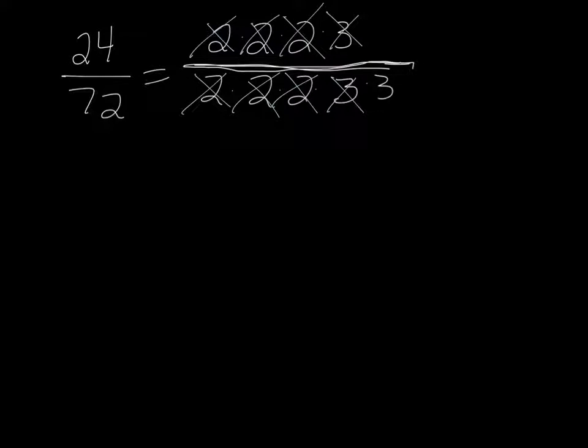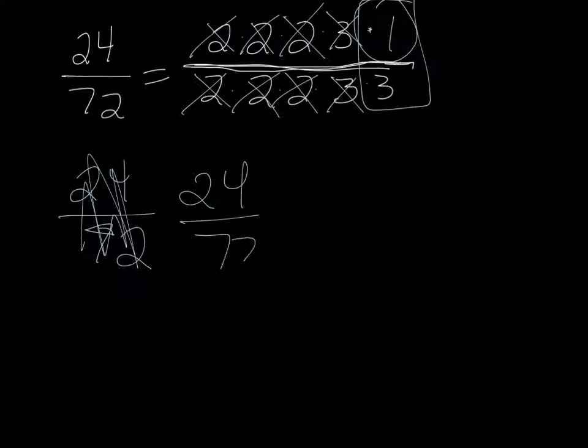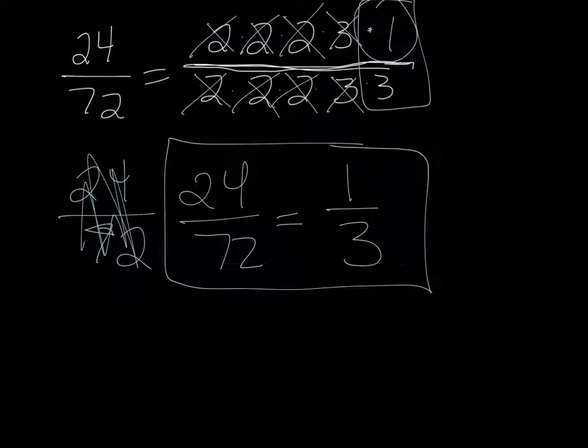Remember our property that says any number times 1 is that number. So anytime you cross out all numbers, remember that you actually still have times 1 on the top. So it does not become 0. The 1 is left over. So what do we have left over here? I can write that better. 24 over 72 equals 1/3. And that, my friends, is the completely reduced fraction of 24/72.